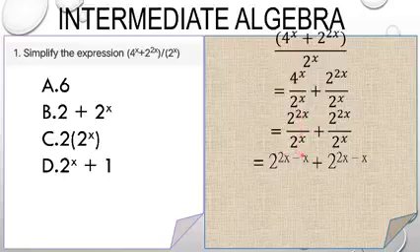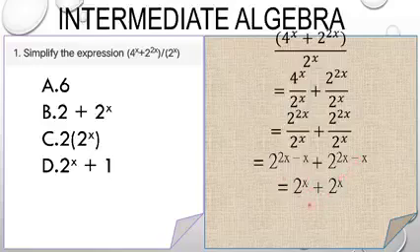Kaya naging ganito siya. Plus, same din yung process dito sa kabila. Copy the common base, which is 2. Then, subtract the exponent, which is 2x minus x. Okay, so we can now subtract the exponent. Simplify natin. 2x minus x is equal to x. Ganun din yung case ni 2x minus x, that is also equivalent to x.